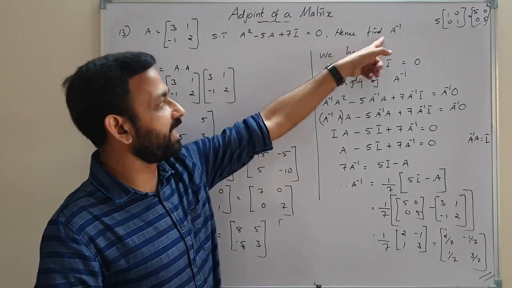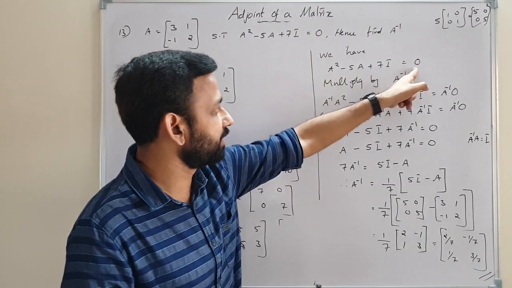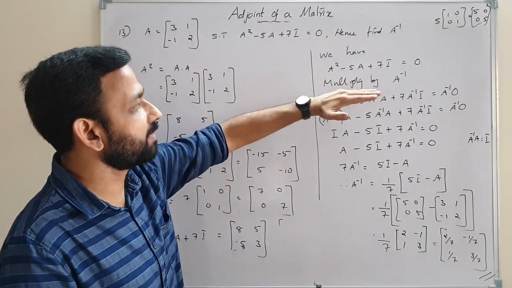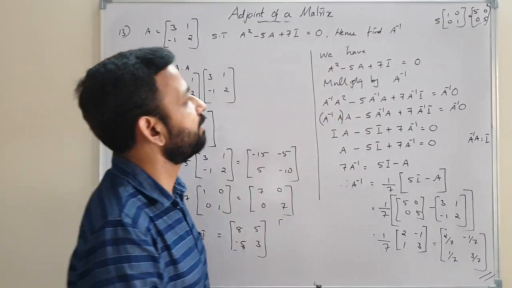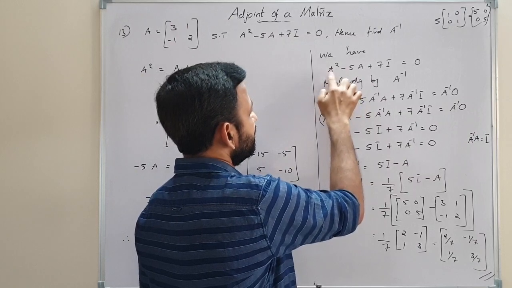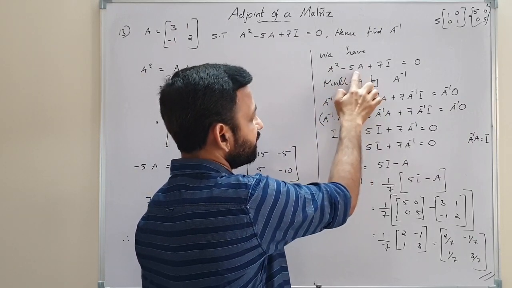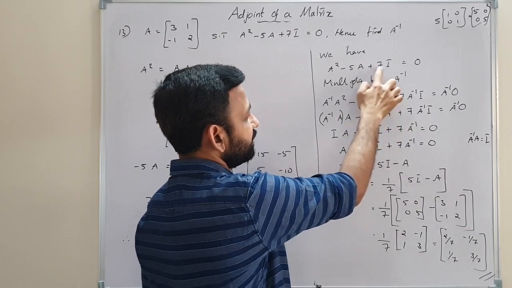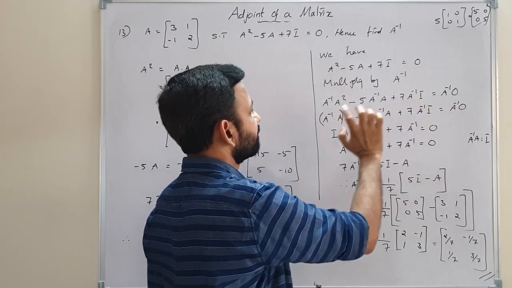Now we have to find A inverse from this result. So we will write that result first equal to 0 matrix, multiplying by A inverse. So we have to multiply each and every element by A inverse. So A inverse into A square minus 5 into A inverse into A plus 7 into A inverse into I equal to A inverse into 0.